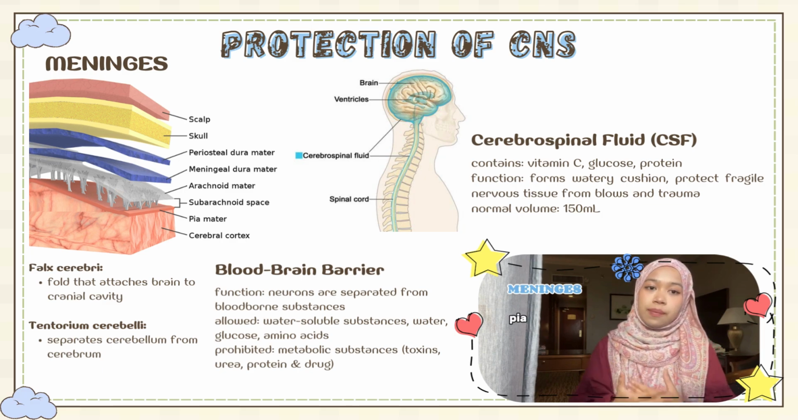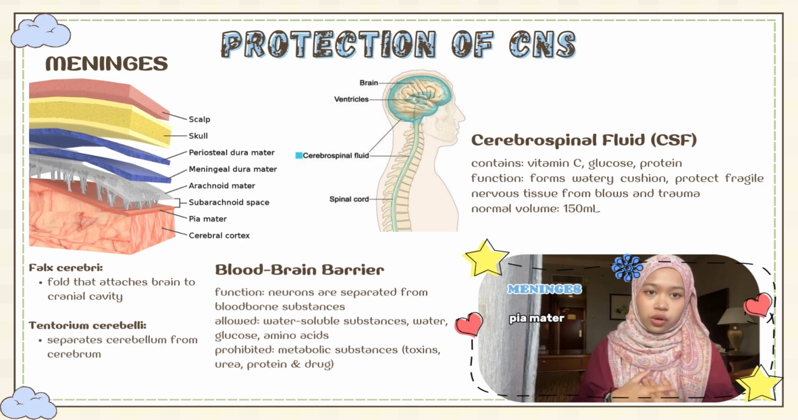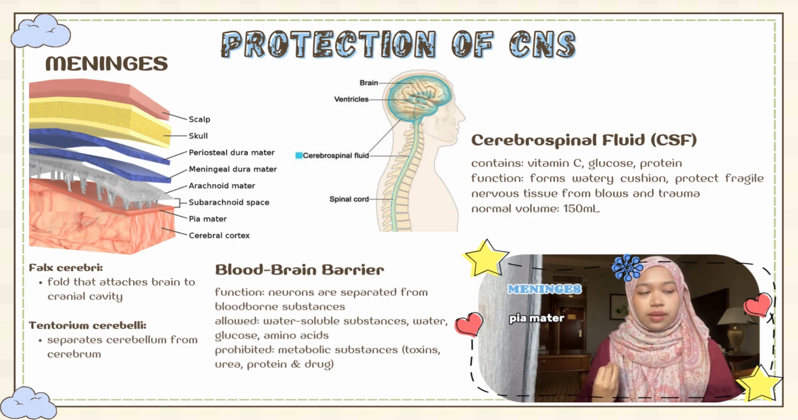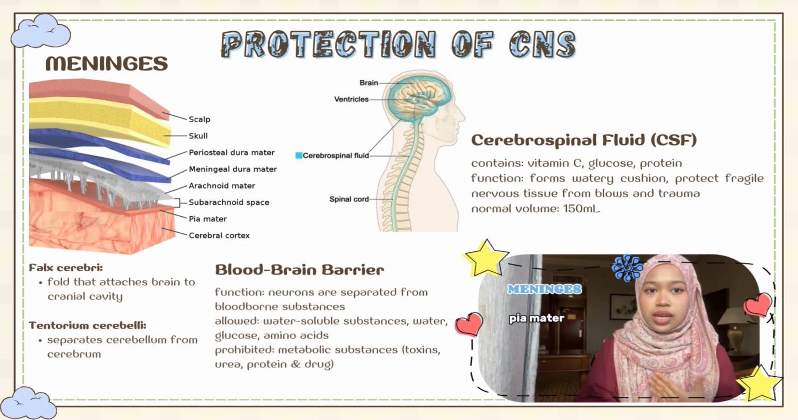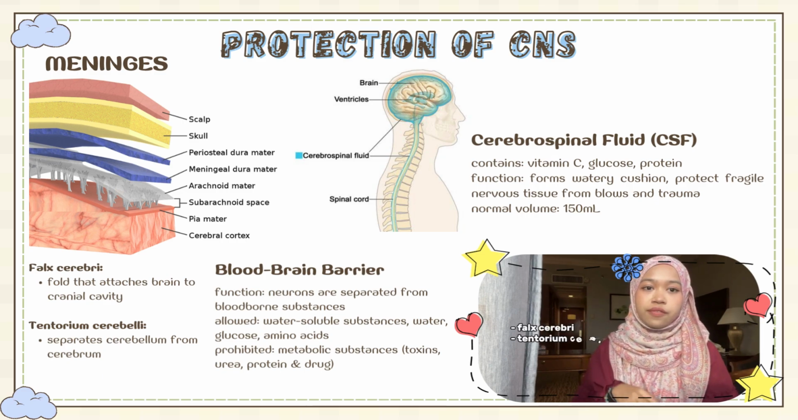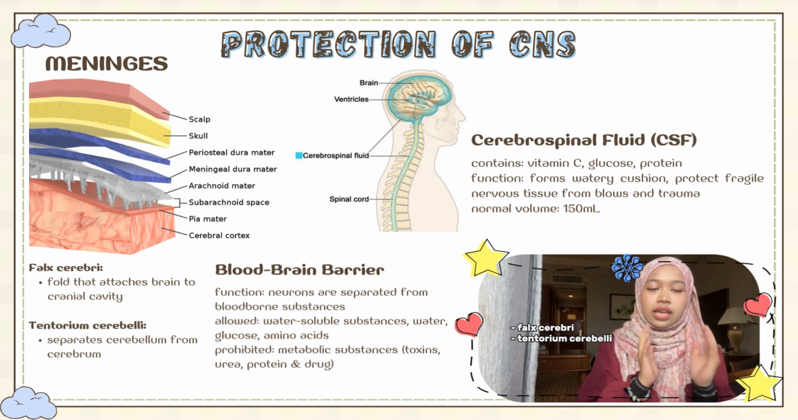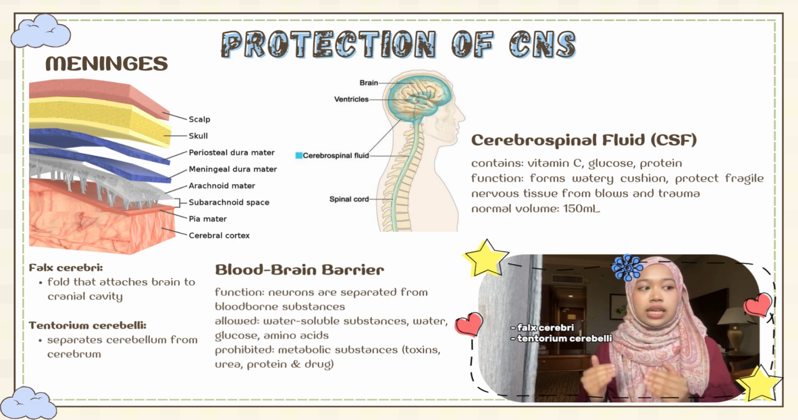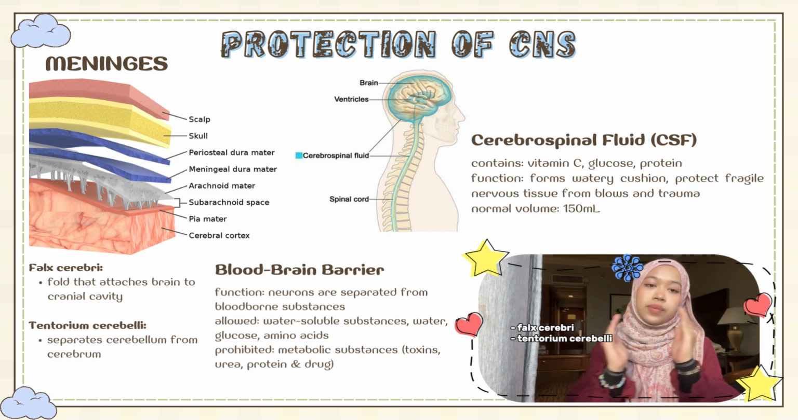Then we have the pia mater, which is a thin and transparent membrane that adheres to the surface of the spinal cord. It is a vascular membrane and consists of mesothelial cells. Then, apart from the meninges, we also have falx cerebri and tentorium cerebelli. Falx cerebri is a fold that attaches the brain to the cranial cavity, meanwhile the tentorium cerebelli separates the cerebellum from the cerebrum.